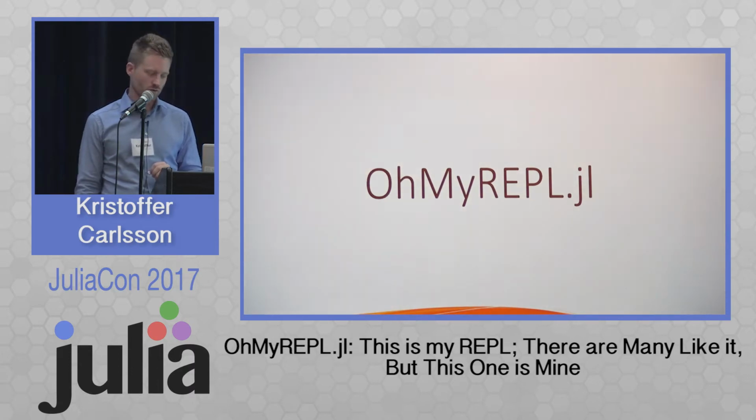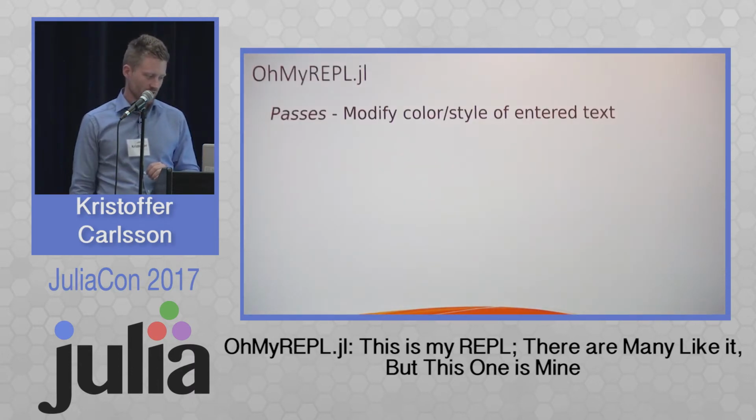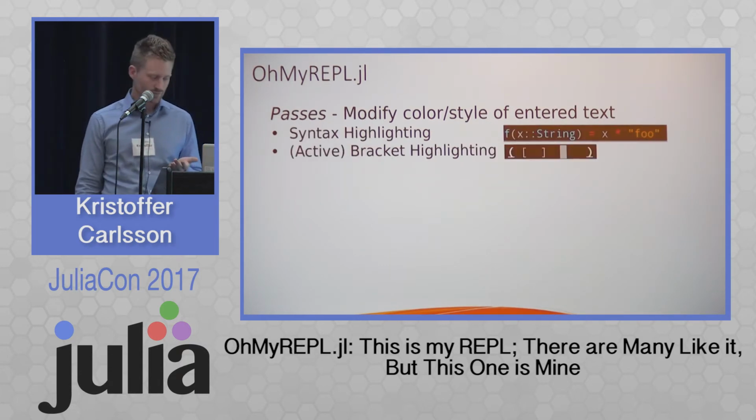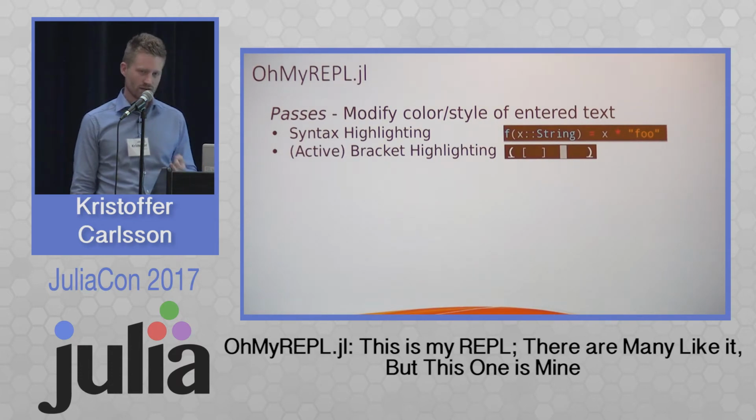OK, so let's move on to OhMyREPL then. In OhMyREPL, I have something called passes. A pass is something that modifies the color or the style of stuff you enter into the REPLs. The classical example is syntax highlighting here. We also have something called bracket highlighting, or active bracket highlighting. It tries to show inside what bracket you are right now by highlighting these.